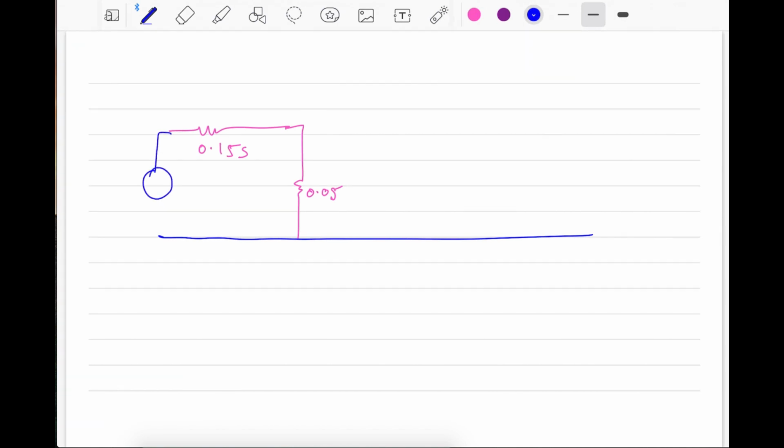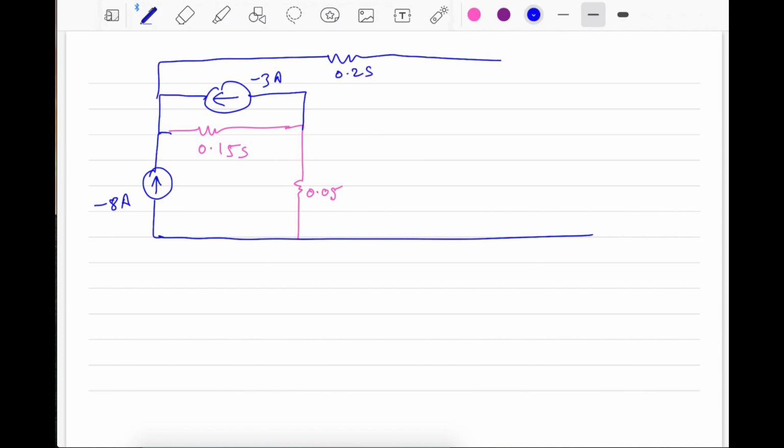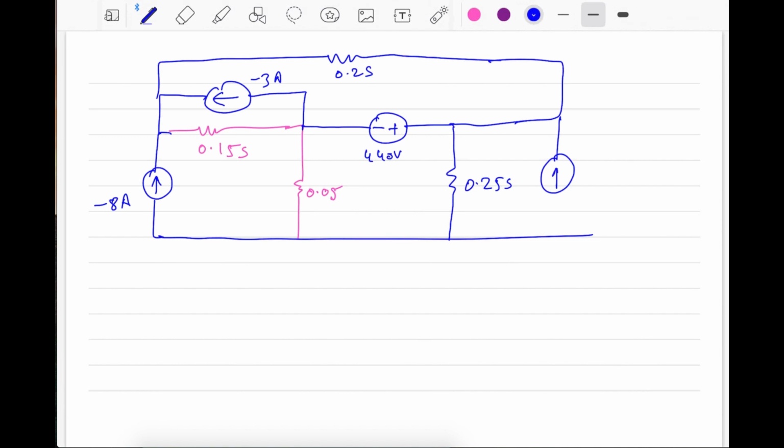Okay, so let me draw this question here first, because I wanted to explore all the possibilities for nodal analysis. Then only we will move to mesh analysis. So let us say we have minus 3 amperes, then you have 0.2 Siemens here, and then we have 440 volts this side, and 0.25. So let us say we have this circuit.